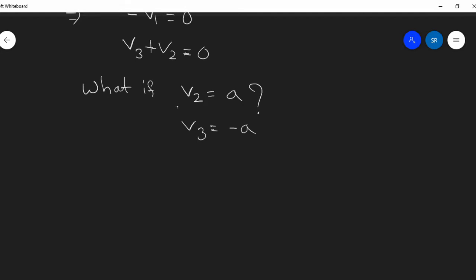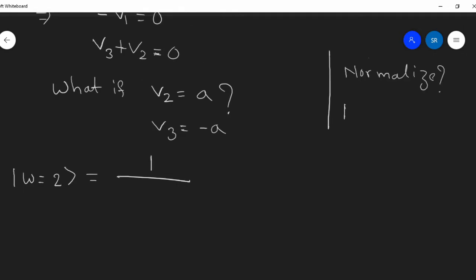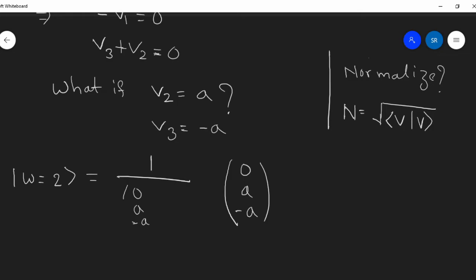Anyway. So, right. We have to now normalize this whole thing. Let's not forget how to normalize stuff. How do you normalize? Well, the way to normalize is, suppose we have vector v, then bra of v times ket of v. So it's obvious that we'll have to deal with some multiplications here and there. So this is actually our 0, v2 is a, and v3 is minus a. Then we'll have to multiply these things.